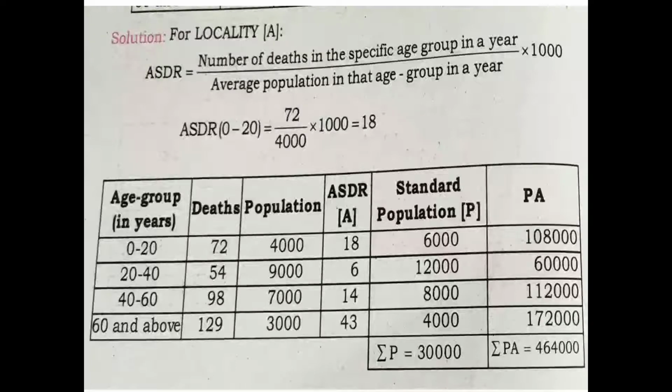Similarly, you write the standard population P: 6000, 12,000, 8,000 and 4,000. Multiply the standard population and ASDR. So it is P into A, which will give you 1,08,000, 60,000, 1,12,000, 1,72,000. So summation P into A will be equal to 4,64,000, and adding all the standard population, you will get summation P equal to 30,000.